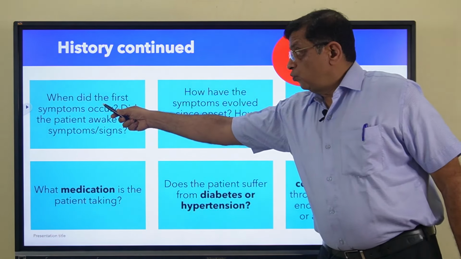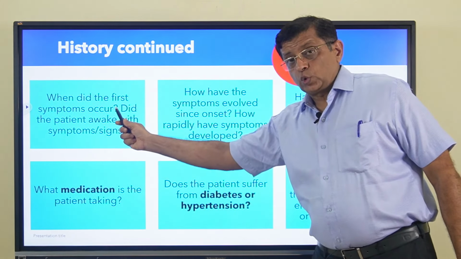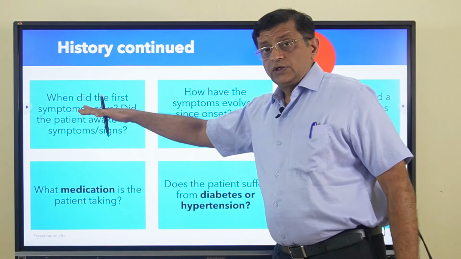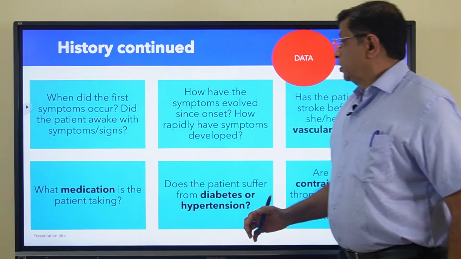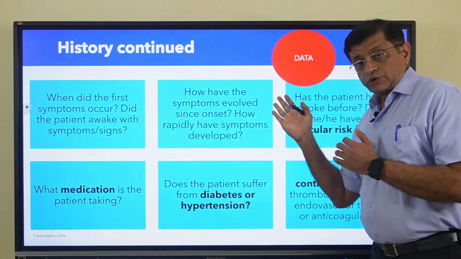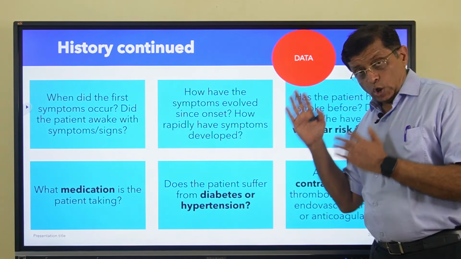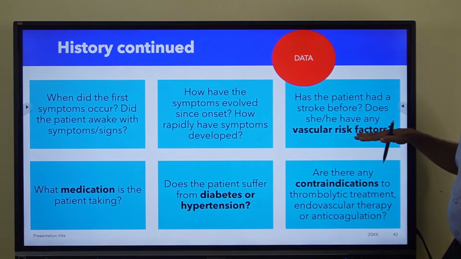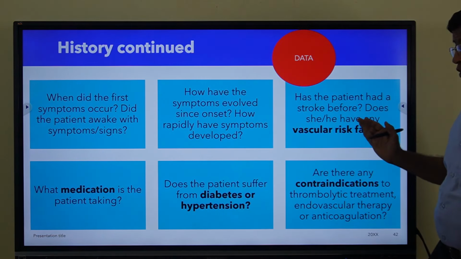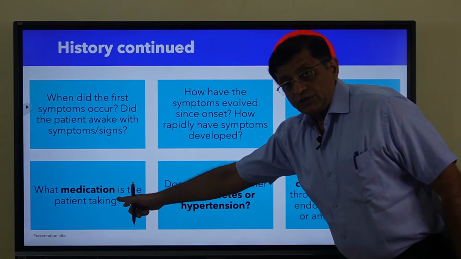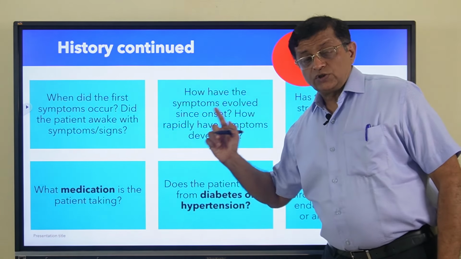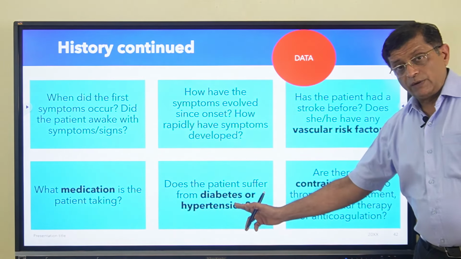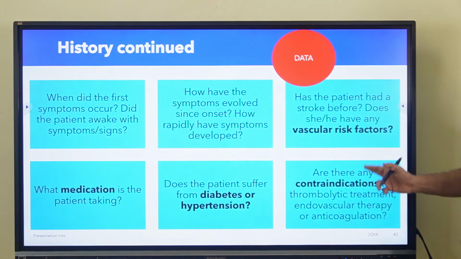The focus should be on when did the first symptoms occur, when was the stroke onset, because the thrombolytic therapy can be given for 3 hours or 4.5 hours after the initial onset of stroke. How the symptoms evolved, whether it was a stuttering course, whether it was maximal deficit on onset, whether the patient has any vascular risk factors like diabetes, hypertension, or dyslipidemia, obesity, smoking, tobacco, what medication the patient is on, whether the patient is taking some antiplatelet drugs or anticoagulants, whether the patient is suffering from diabetes, hypertension, we have covered this. Are there any contraindications?